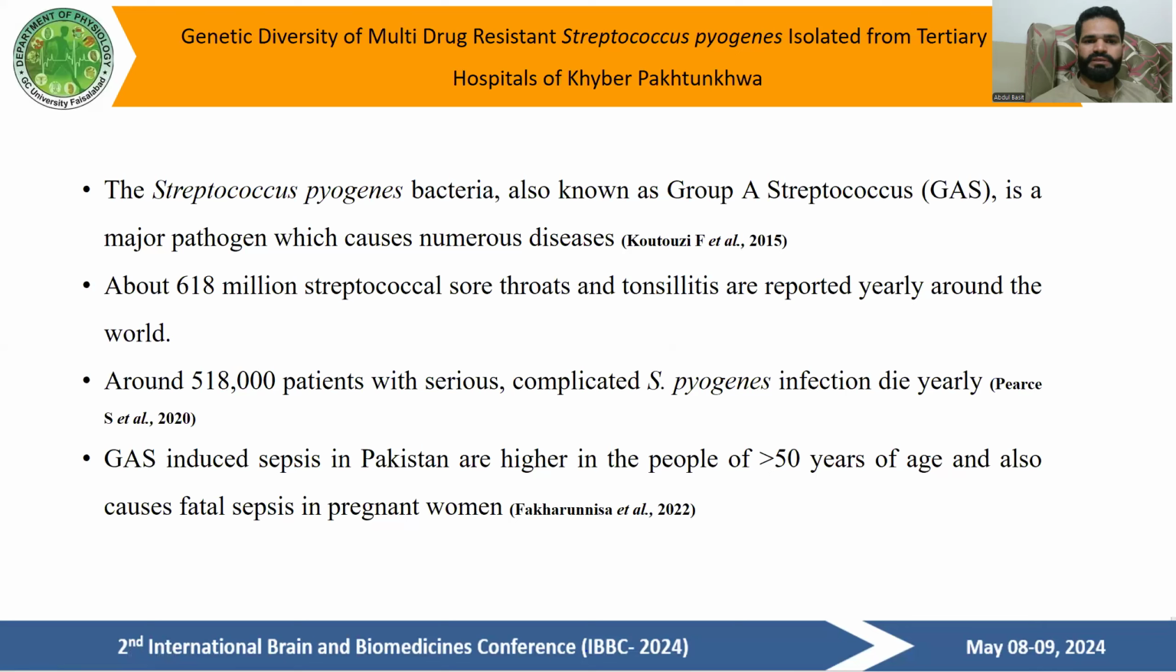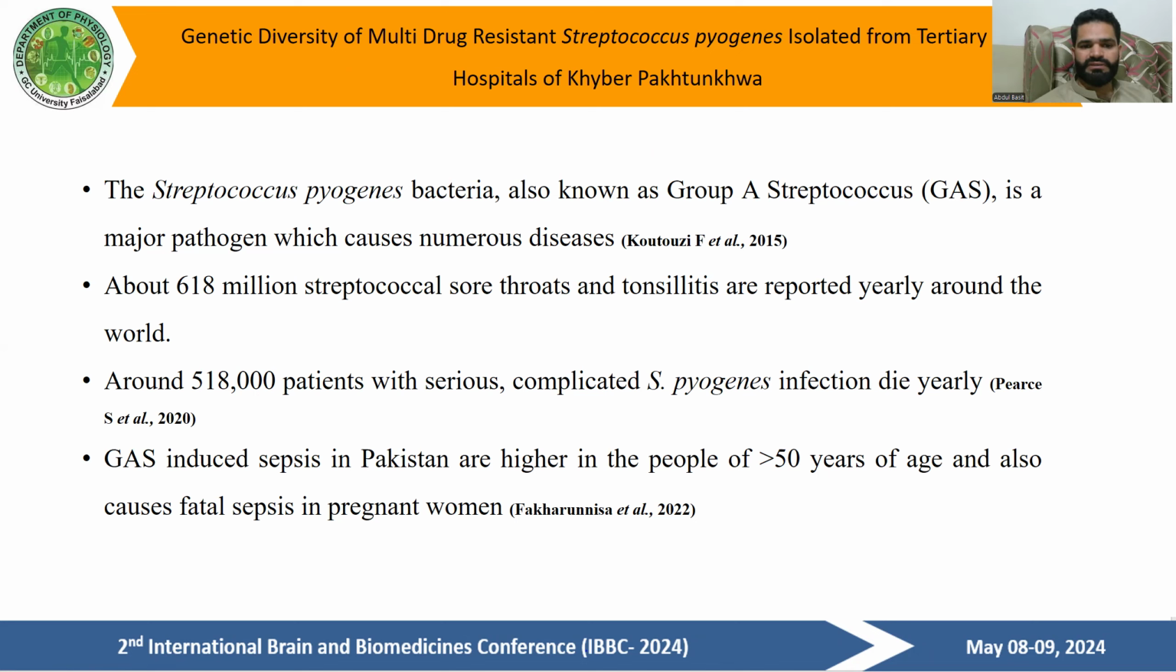The Streptococcus pyogenes bacteria, also known as group A Streptococcus, is a major pathogen which causes different suppurative and non-suppurative infections, starting from superficial skin infections, cellulitis, etc., and tonsillitis, acute sore throats, and leading to glomerulonephritis. About 18 million streptococcal sore throat and tonsillitis cases are reported yearly around the world, and around 518,000 patients with serious and complicated Streptococcus pyogenes infection die yearly.